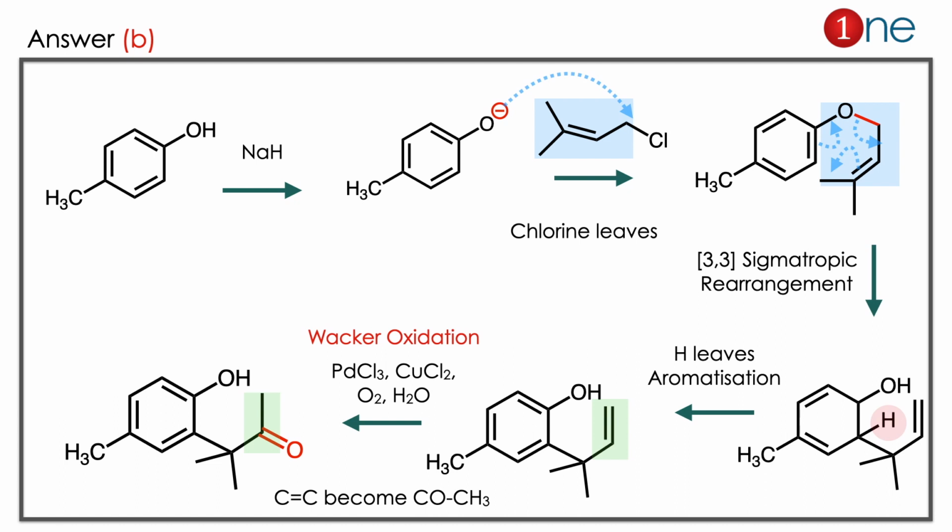Here you have to learn two things. Whenever you have benzene with a double bonded system, you might consider the sigmatropic rearrangement. Next thing is Wacker oxidation. If you have the alkene, and you are using palladium and copper catalyst, you might imagine the Wacker oxidation.